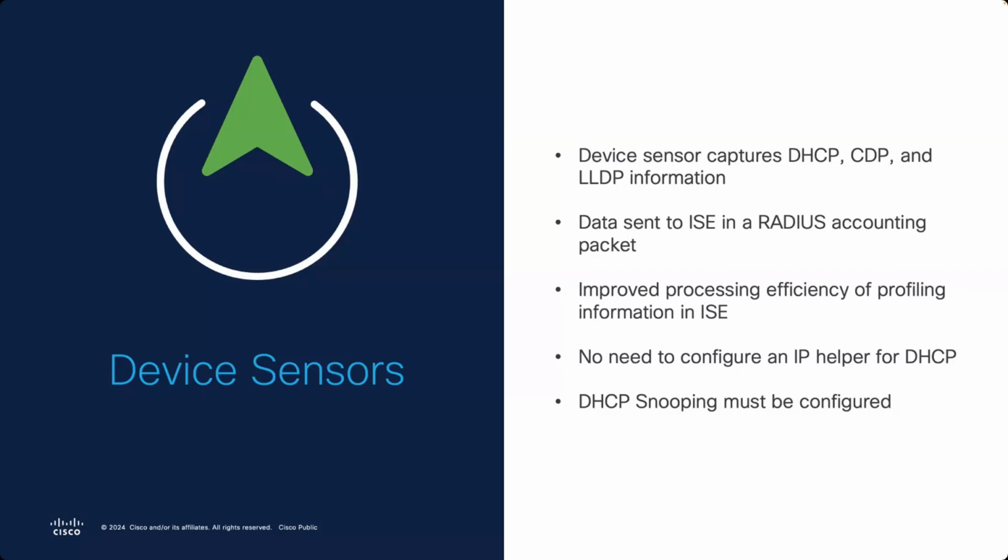And device sensors were actually introduced in 15.0 and iOS XE 3.6 on some platforms, not all. So if you do run across some older devices, you have to check to see if the command is available on there. And just so you know, no, IBNS 2.0 is not a requirement for device sensors to be enabled. You can enable it without moving to the new style authentication.